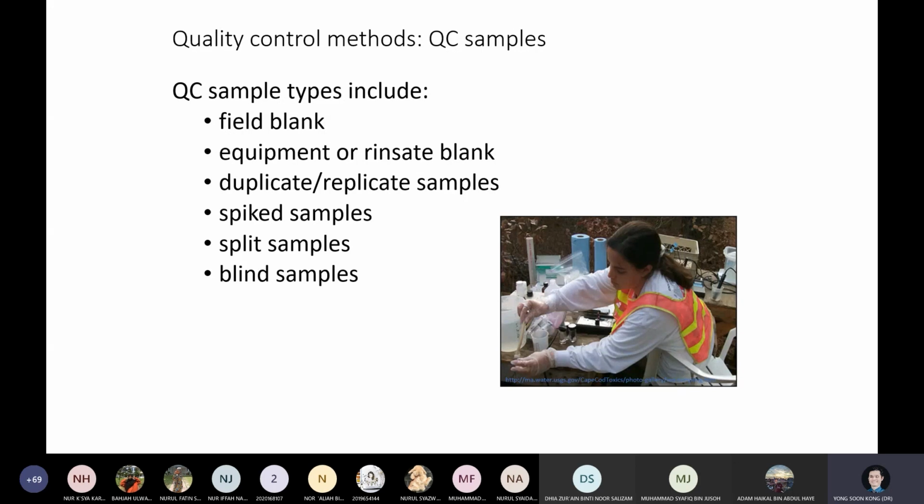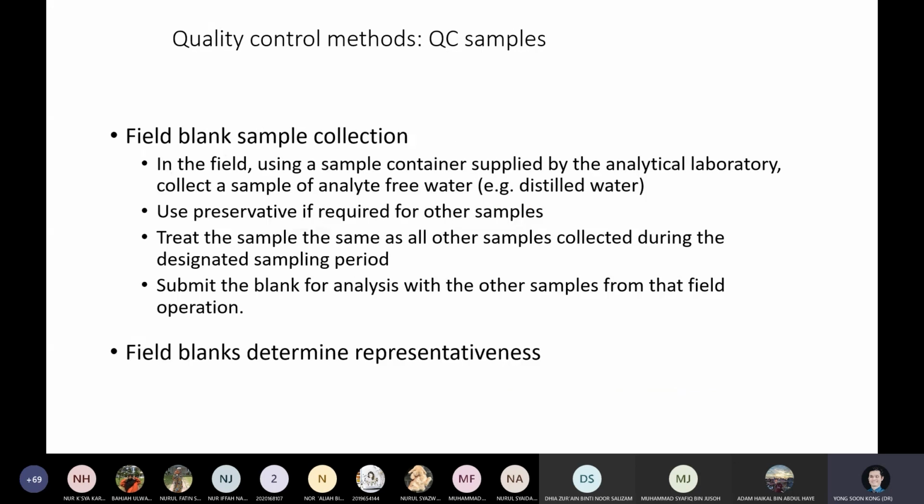In your sampling plan, you must describe how you do it. Okay, let's start with blanks. Now, blanks are compulsory. No matter what you do, blanks are a must, no matter if you go and collect field samples, or even during your analysis using any equipment. Now, in the field, for example, you use a container supplied by the analytical laboratory, and you collect analyte-free water, distilled water. Usually, we just put distilled water in that container and then bring it back.